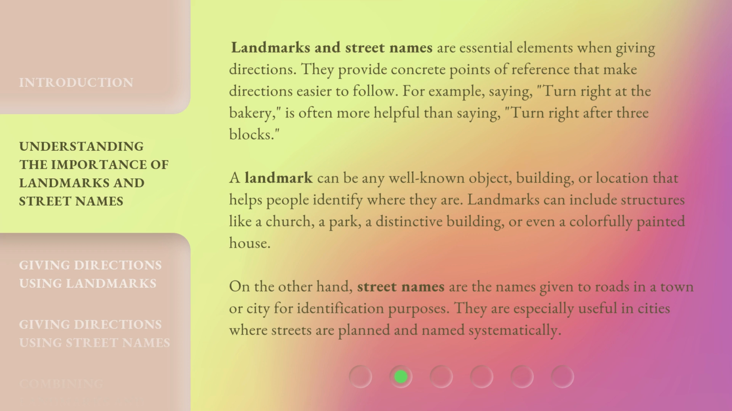A landmark can be any well-known object, building, or location that helps people identify where they are. Landmarks can include structures like a church, a park, a distinctive building, or even a colorfully painted house. On the other hand, street names are the names given to roads in a town or city for identification purposes. They are especially useful in cities where streets are planned and named systematically.